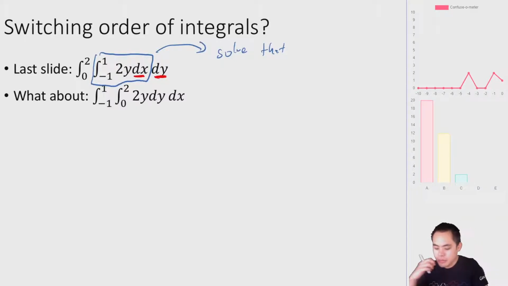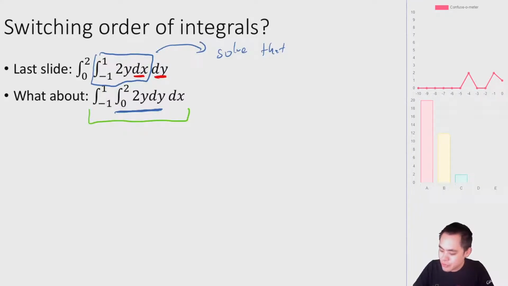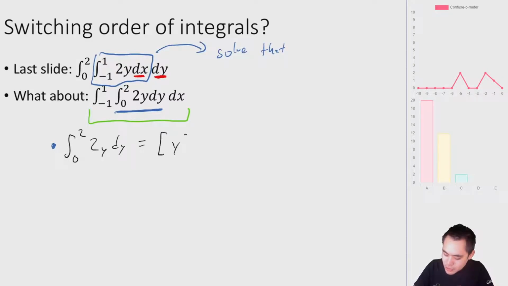But now, I was just asking, what happens if you switch the order of the integral? In this case, note that we're doing dy first, and then we're doing dx. So what does this equal? Let's do the interior piece first. That is just going to be the integral from 0 to 2 of y dy. So that's equal to y squared from y equals 0 to y equals 2. And that's equal to 4 minus 0, which is equal to 4.